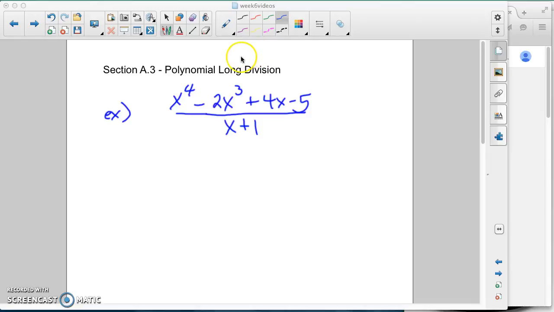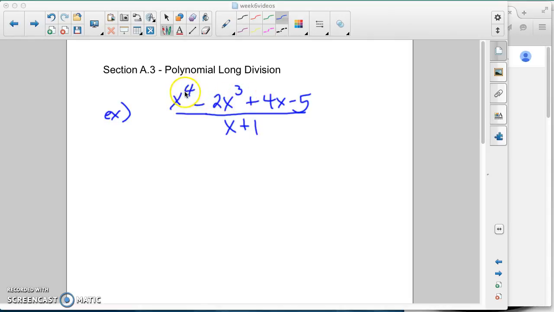Hello and welcome back. We're going to continue polynomial long division with a couple examples. This is in section A.3. Now I made up a couple examples that may have us do a little bit different things when working with them.